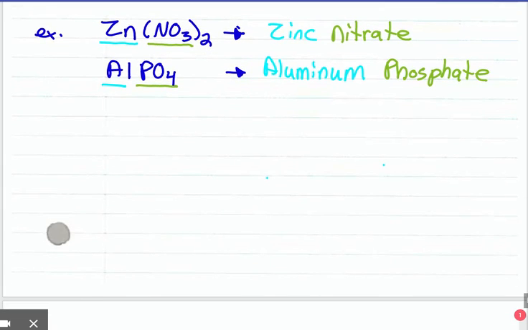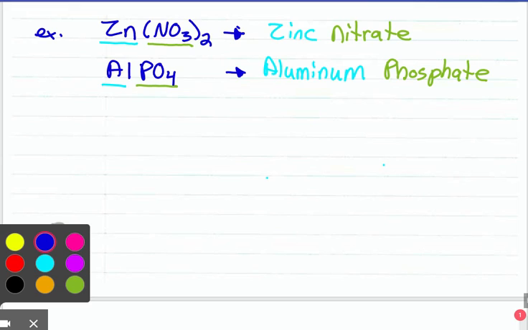Just going to scroll up here. Let's look at Pb(ClO3)4 to name. So we look, Pb is lead. So we have our name of our metal. We do a quick check. Is lead multivalent? The answer is yes. So we have to do a reverse crisscross to figure out the ionic charge of our lead.